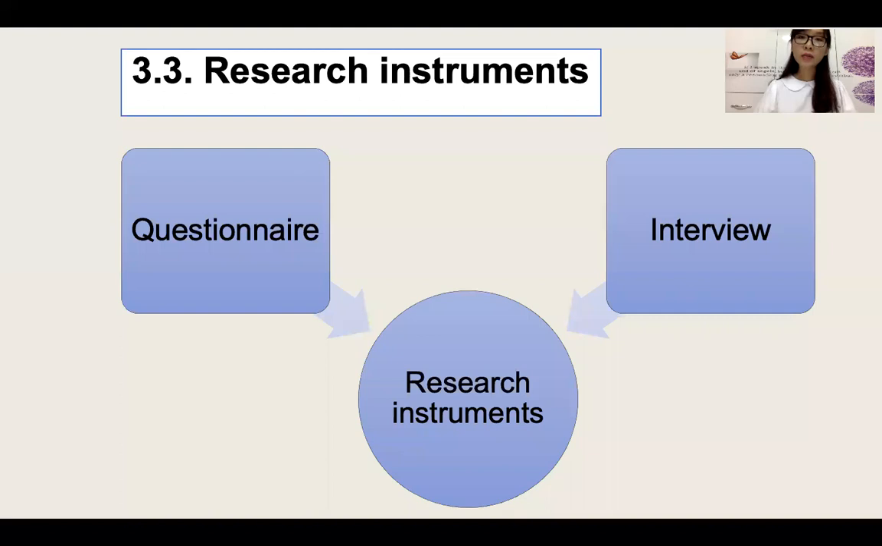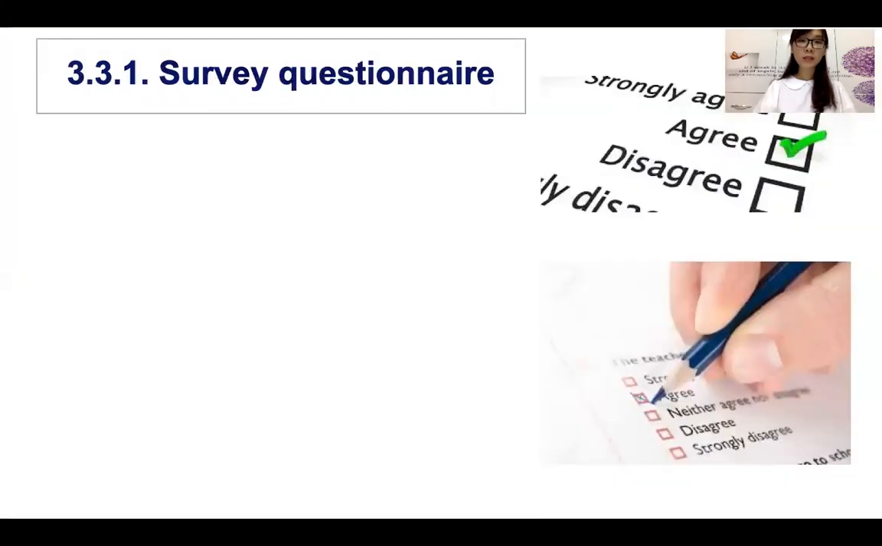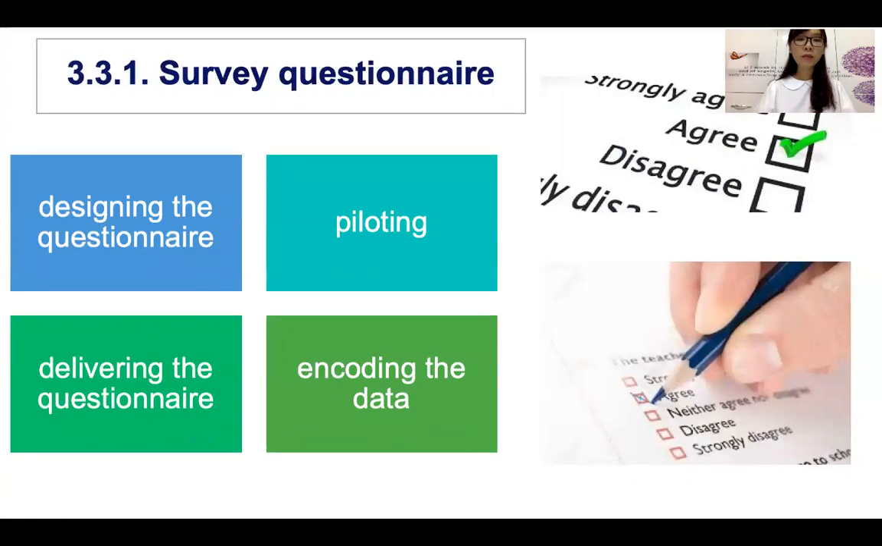Now, have a look at research instrument. We employed questionnaire and interview with the hope of finding out some useful suggestions for effective use of TED Talk. Have a look at survey questionnaire. There are 4 phases. They are designing the questionnaire, piloting, delivering the questionnaire, and finally, encoding the data.